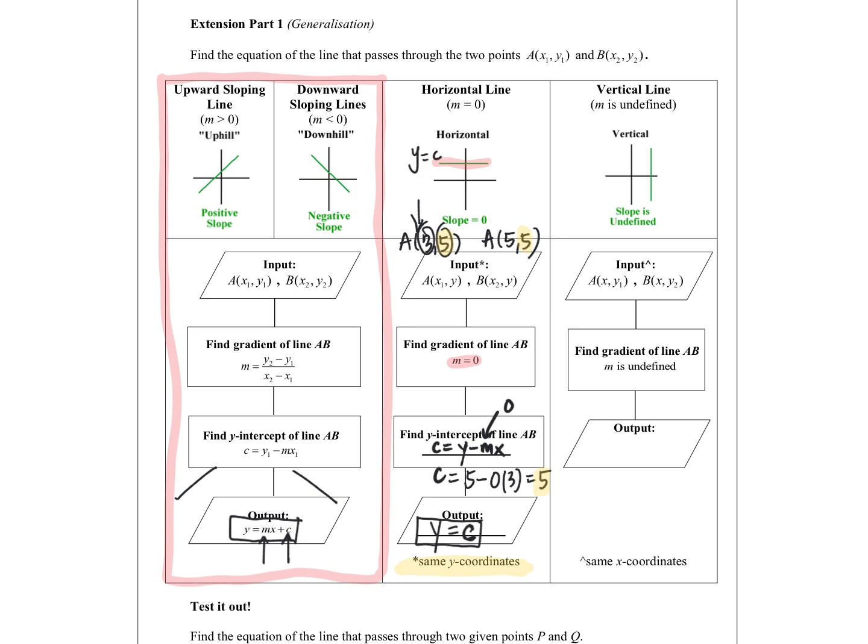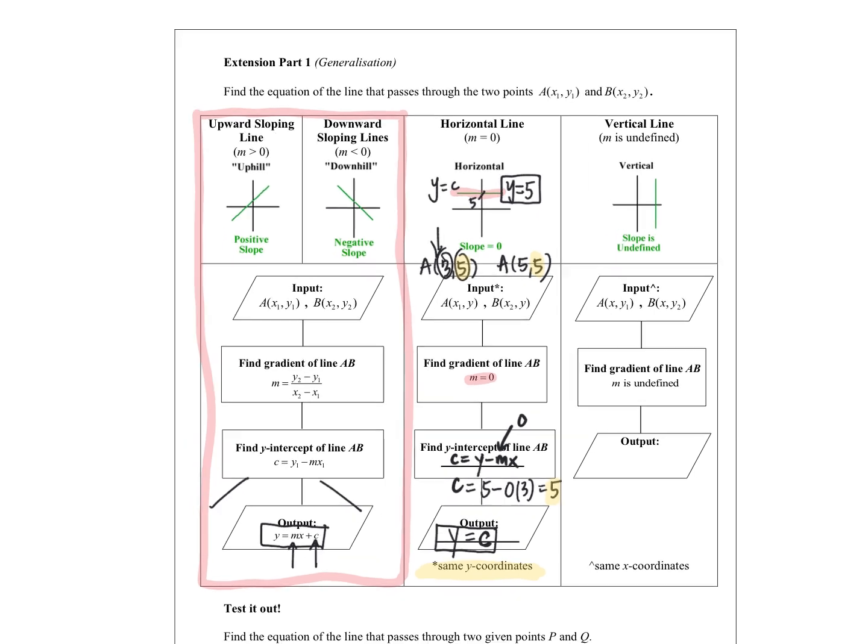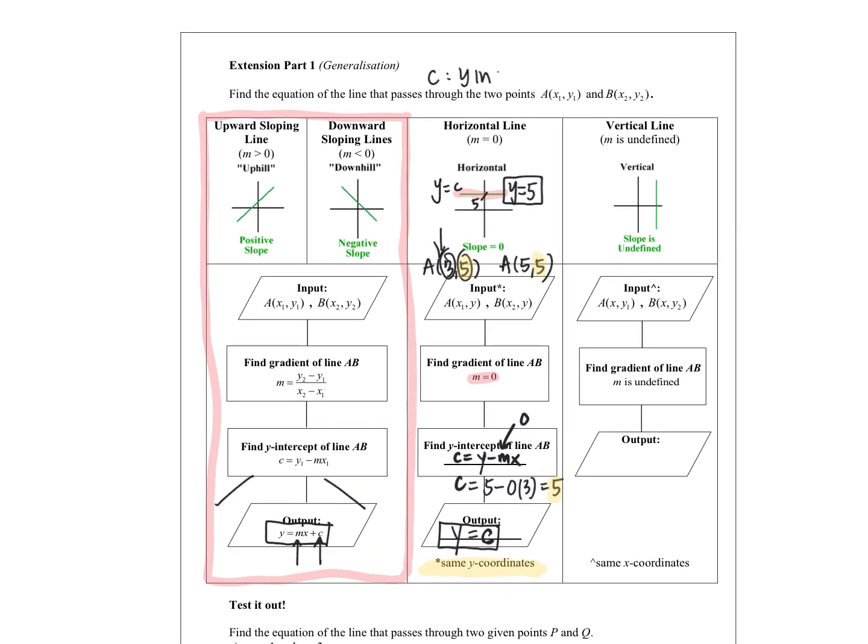There's no gradient because it's 0. So your equation just straight away becomes y equals to whatever your y value is. So in this case, if it's 5, then your equation is y equals to 5. So this line, if it's at 5, then this equation is called y equals to 5. Okay? C is y-intercept. It's a symbol to represent y-intercept. Okay, y-intercept means where it cuts the y-axis.